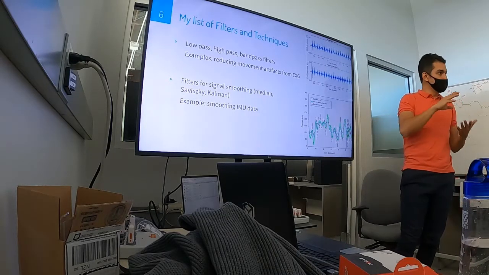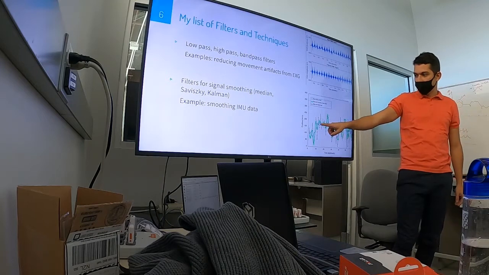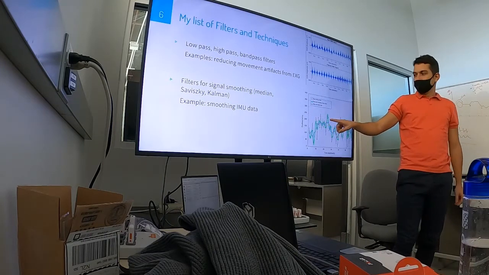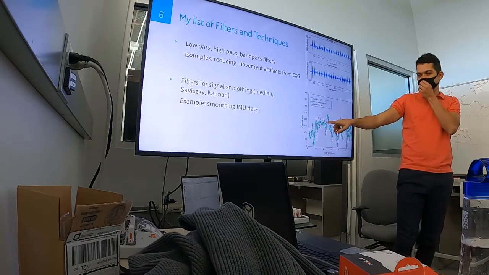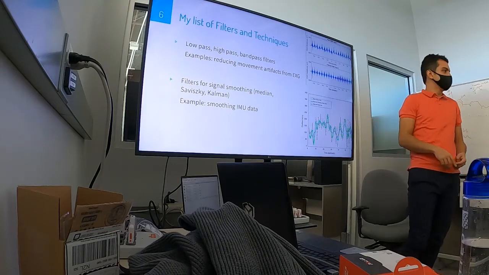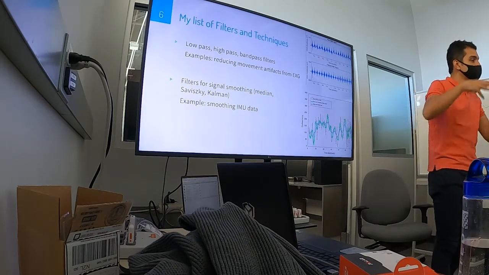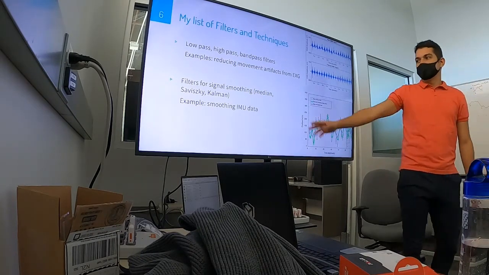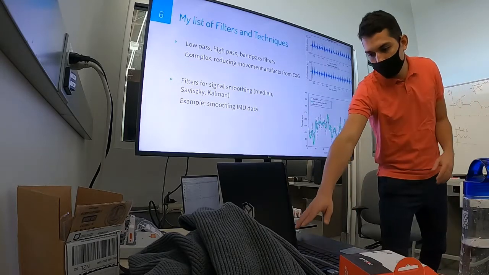You smooth some of those peaks, but at the same time you're losing some information. And this is another filter in which you can probably see a better representation of the type of smooth movement you want to see. So, filters to smooth.